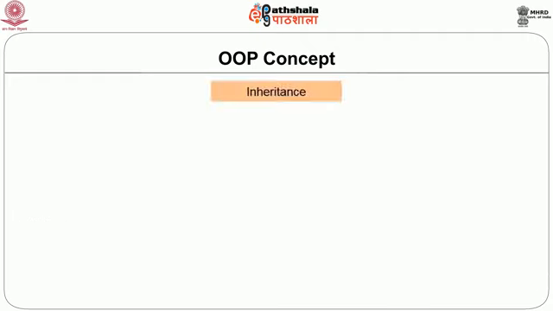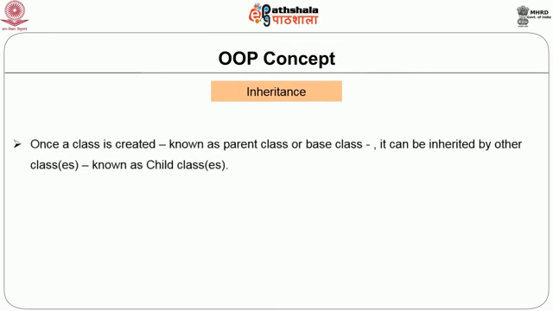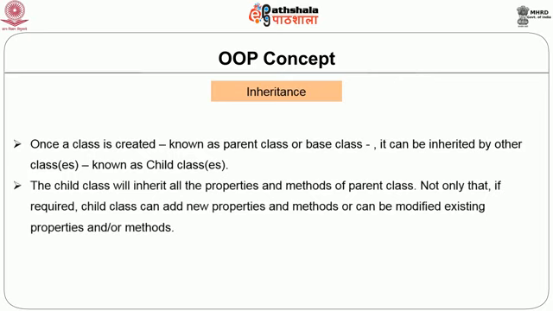The second thing is inheritance. Once you create a class, this is generally known as a base class or parent class, and the class has some properties and methods. These properties and methods can be used by another class known as a child class. The child class inherits each attribute and method of the parent class. Not only that, if the child class wants to modify the existing properties and methods of the parent class, it can modify them, as well as add its own attributes and methods.